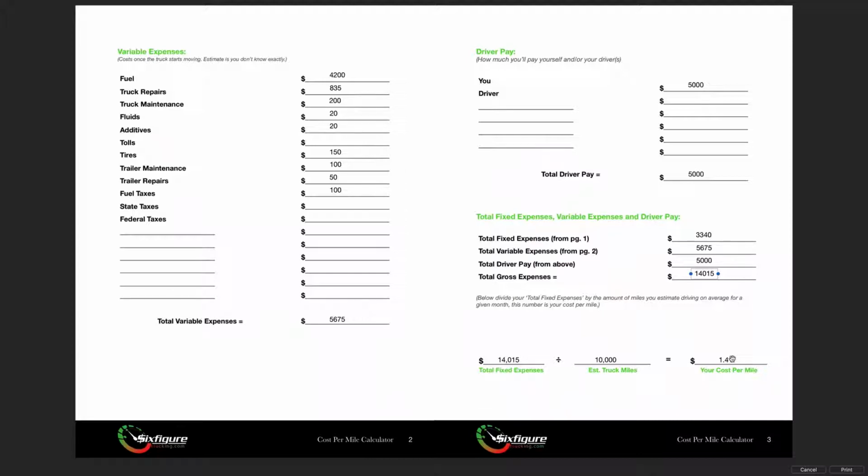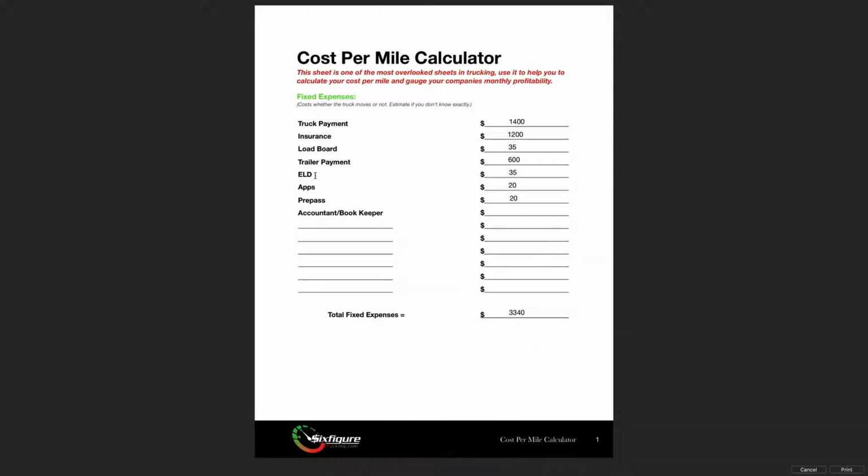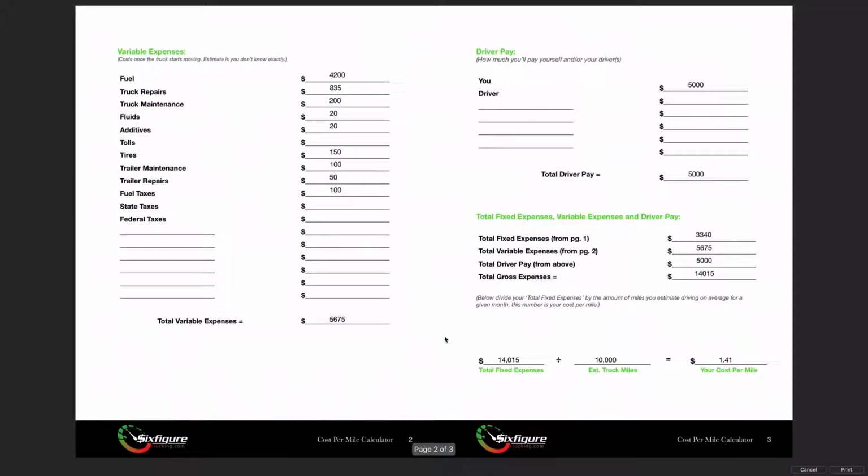I'll also probably be doing a video on how to gauge which areas to run in. Like I said, I use Internet Truck Stop for my load board, and it costs me about $35 per month. So that's the one I go with, and it hasn't failed me yet. But this is it. This is how you calculate your cost per mile.